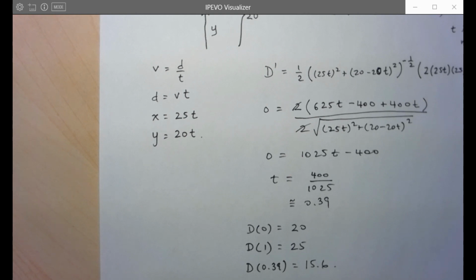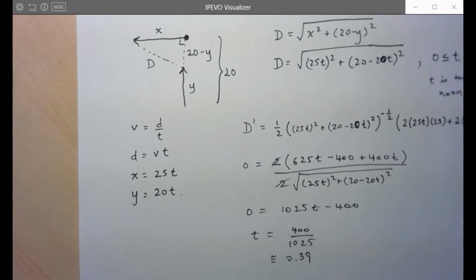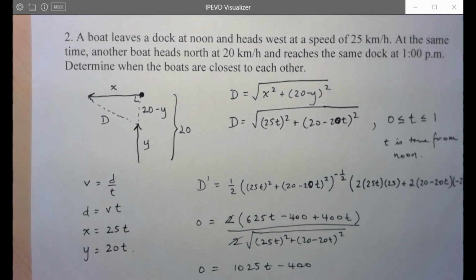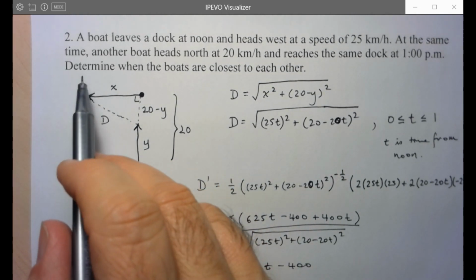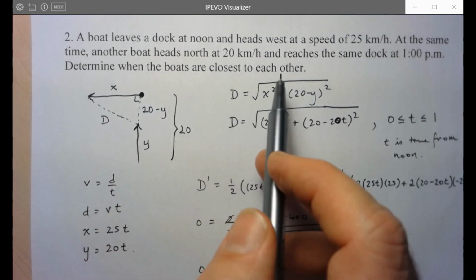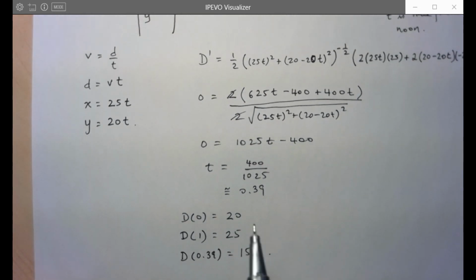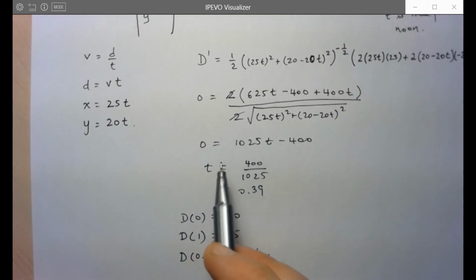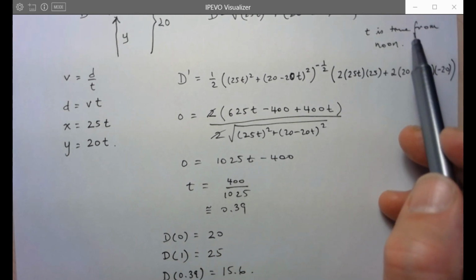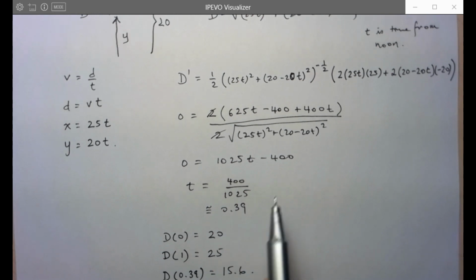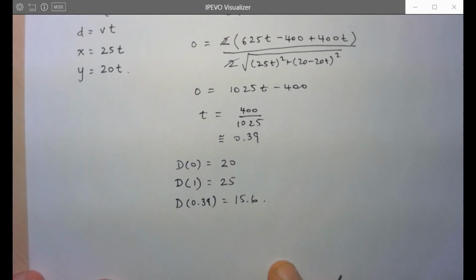All right. So let's now go back and see what they're actually asking us for. They're not asking for the shortest distance. They're asking us to determine when the boats are closest to each other. Let's recall what 0.39 represents. It represents a time value from noon. So that means it's 0.39 of an hour past noon. But here I want to be a little more precise. So what is 0.39 of an hour?